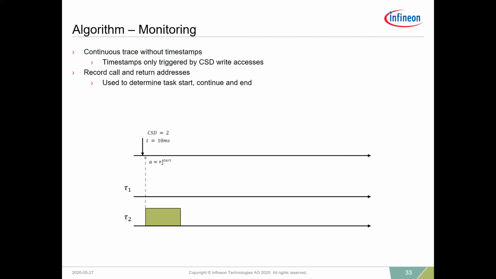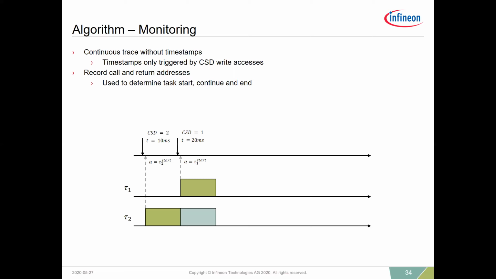And to lower the bandwidth of the tracing that we need, we can turn off timestamps in general and trigger timestamps only when the CSD is accessed. So in this example, at time 10 milliseconds, we see that CSD is set to 2, which is the ID in this example of tau2. And we also see from the address that tau2 just starts its execution.